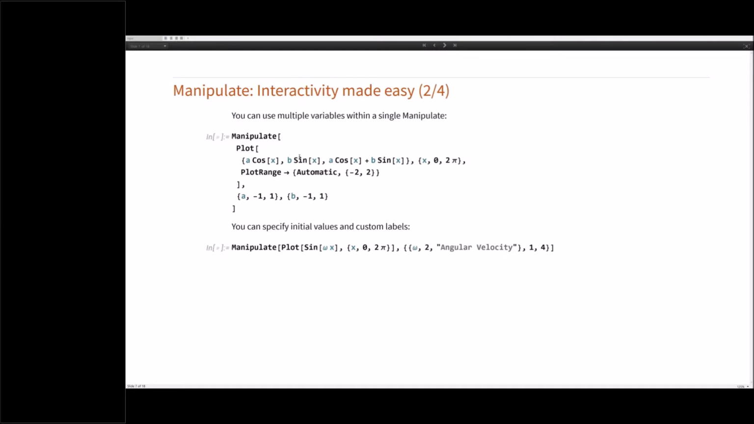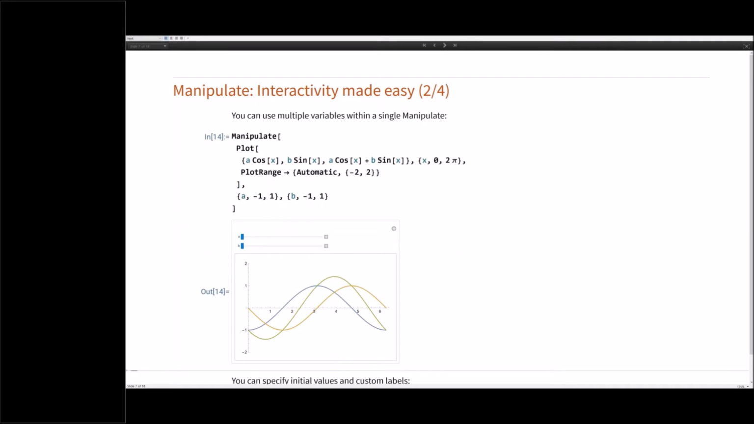Of course, you can use more than one variable in your Manipulate. For example, here I have a plot of 3 curves. The first is a stretched version of cosine, the second is a stretched version of sine, and the third curve is a linear combination of the first two. I have 2 controls for adjusting the stretching factor of each of those curves, and you can immediately see how the results change in the plot below.